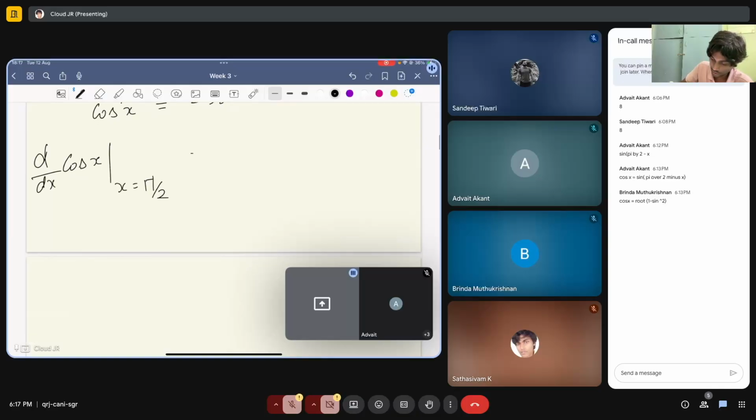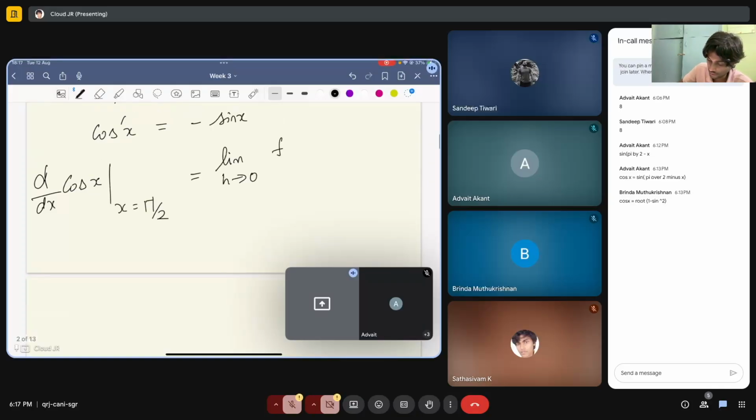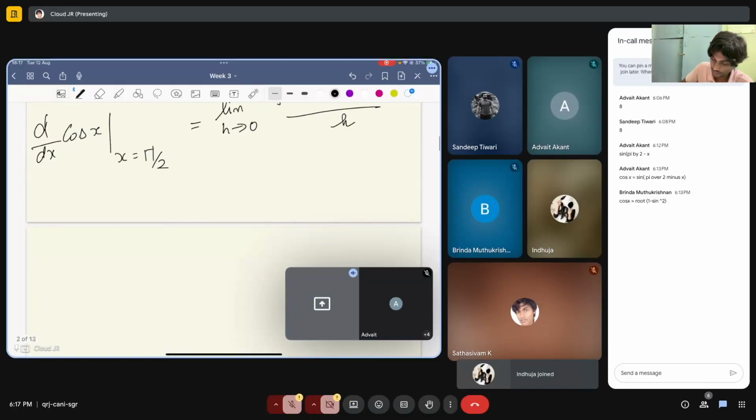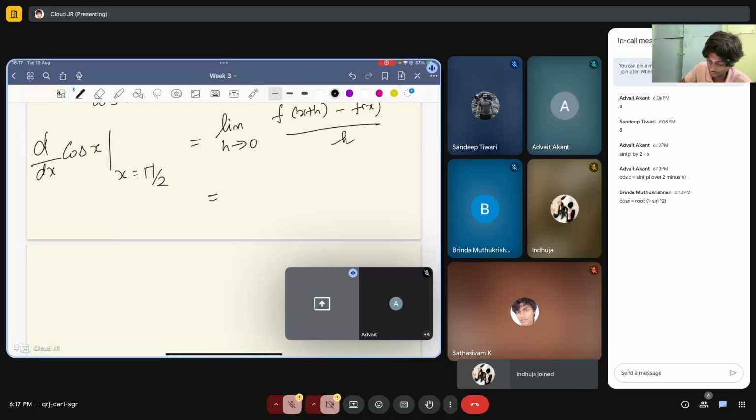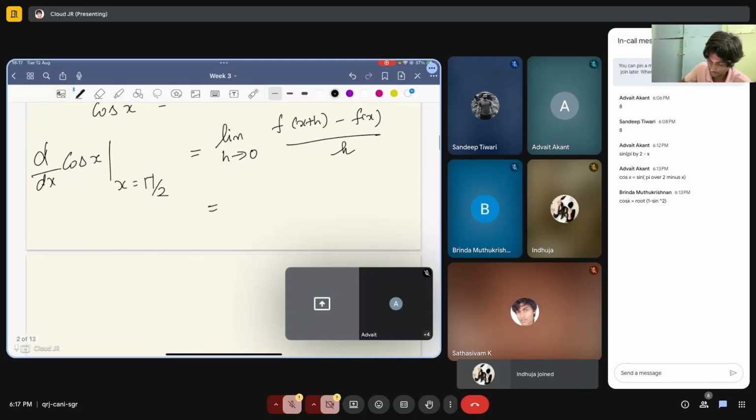If you do that, what you get is you have to apply the limit formula. Okay, so this is limit h tends to 0, f of x plus h minus f of x by h, right? So this is nothing but, okay, let me do it. So cos pi by 2 plus h, right?